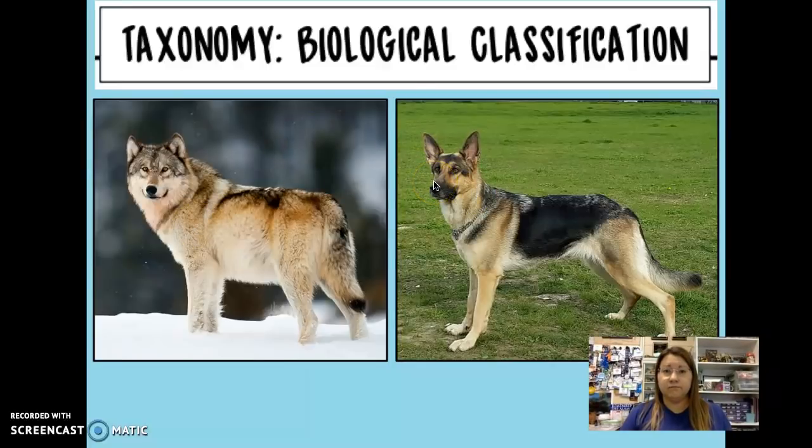What do you think these are? So we have a wolf and we have a dog. How closely do you think these are related? Do you see any similarities or any differences?